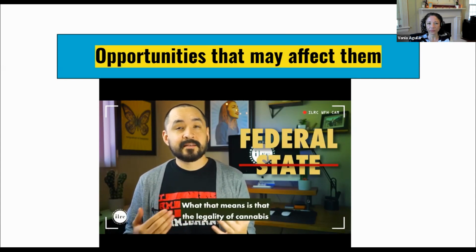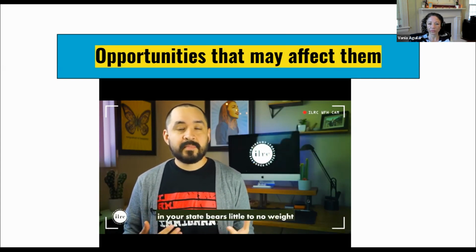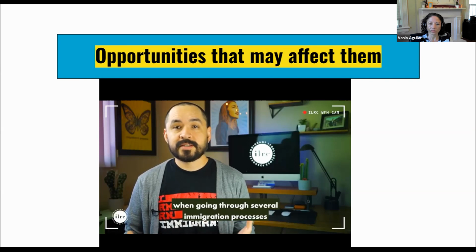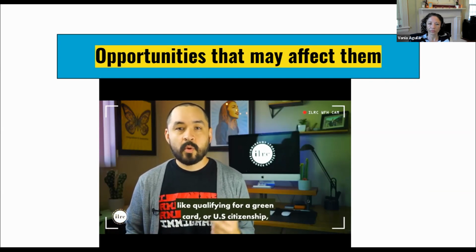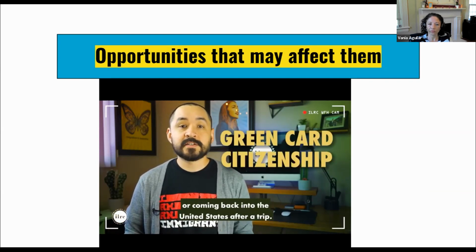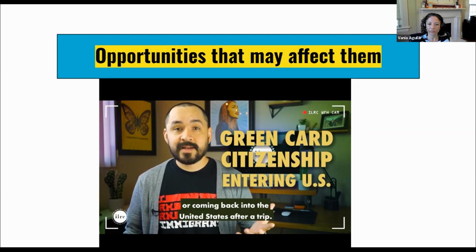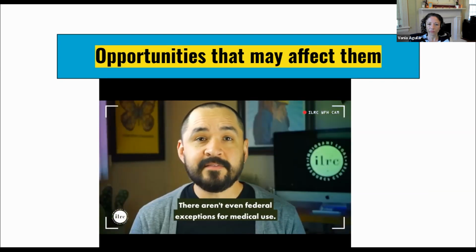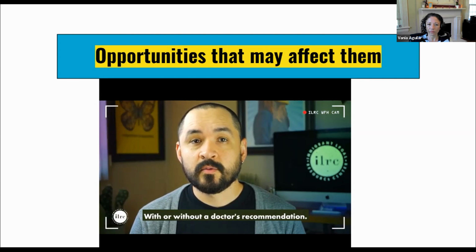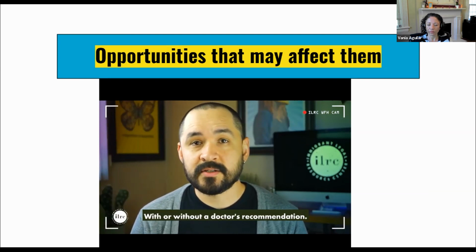What that means is that the legality of cannabis in your state bears little to no weight when going through several immigration processes, like qualifying for a green card or US citizenship, or coming back into the United States after a trip. There aren't even federal exceptions for medical use, with or without a doctor's recommendation.